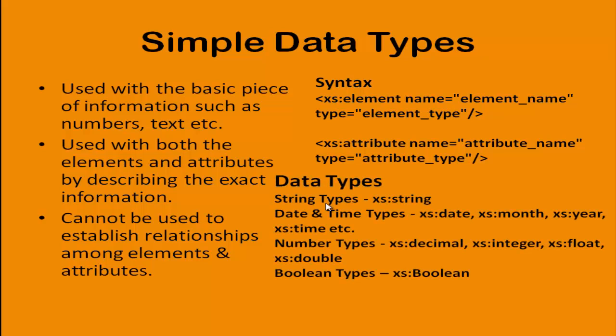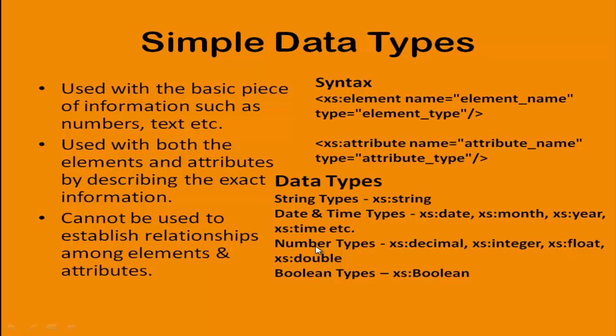In XSD, if you want to create a string element or an attribute, you have to use the data type xs:string. xs is nothing but the prefix. It is your wish. You can give any prefix that you prefer, which we saw in our earlier video on namespace. So I gave xs:string in order to create a string data type. Date and time: for date and time, I created xs:date. We have one data type each, xs:month, xs:year, xs:time. Likewise, we have individual data types in order to represent the date and time.